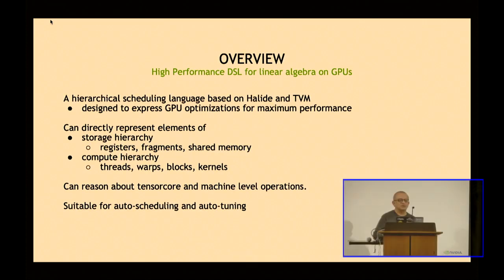Basically the overview is that we need a hierarchical scheduling language to express GPU optimizations. We want to get maximum performance that uses our storage hierarchy. So we have registers and shared memory, and Tensor Core added the notion of a fragment. In the compute hierarchy, we talk about threads, blocks, and kernels. With Volta, we introduced warps. We need to be able to make them explicit. We want to be able to reason about machine-level concepts, and we want to make something that's suitable for auto scheduling and auto tuning.